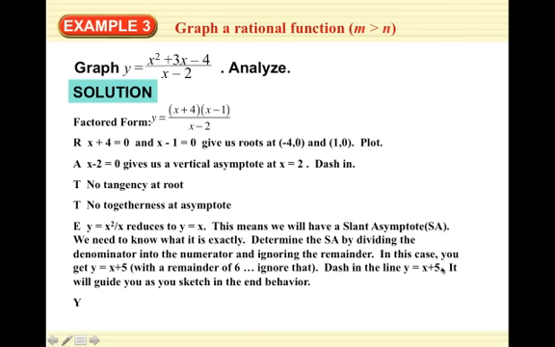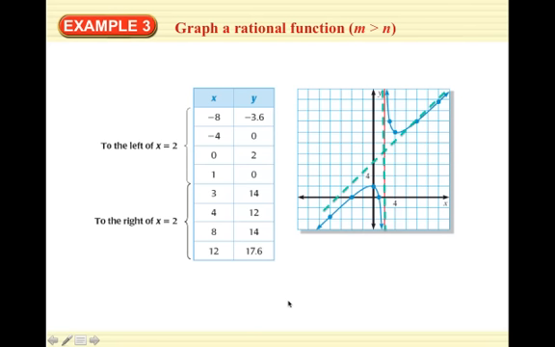You're going to dash in the line y equals x plus 5. So it's going to have a y-intercept of 5 and a slope of 1, because the coefficient of x there is 1. It will guide you as you sketch in the end behavior. Okay, we need to find the y-intercept, so we're going to let x equal 0. Everything on top zeroes out except for the negative 4. Everything on bottom zeroes out except for the negative 2. Negative 4 divided by negative 2 is 2. So plot the point (0, 2).